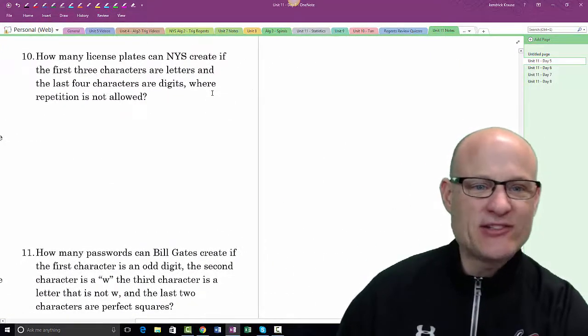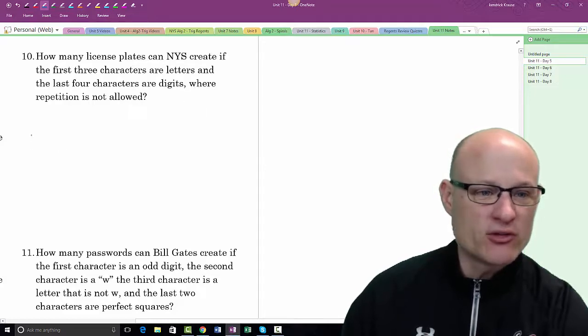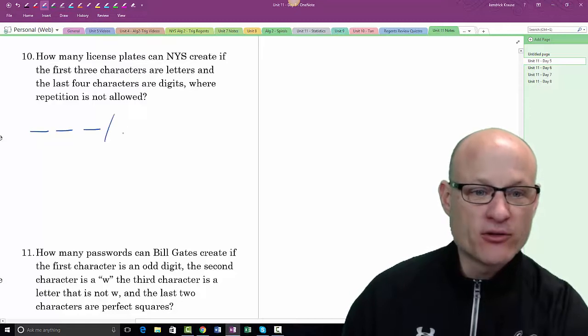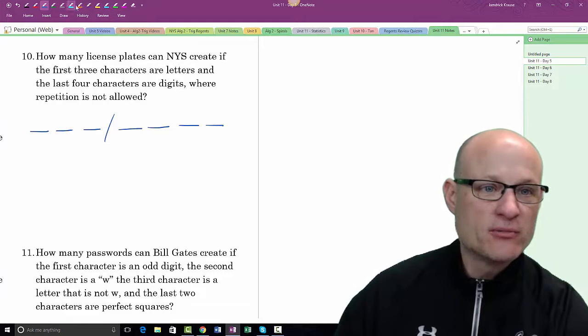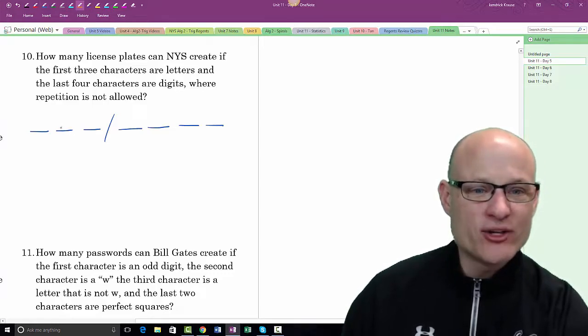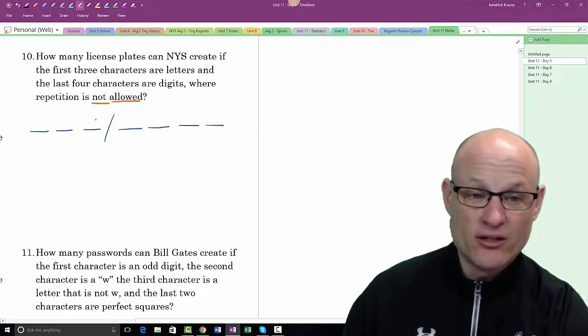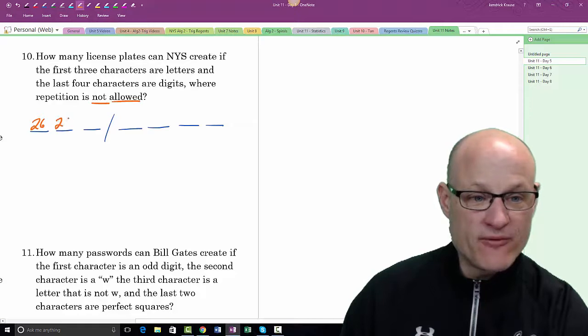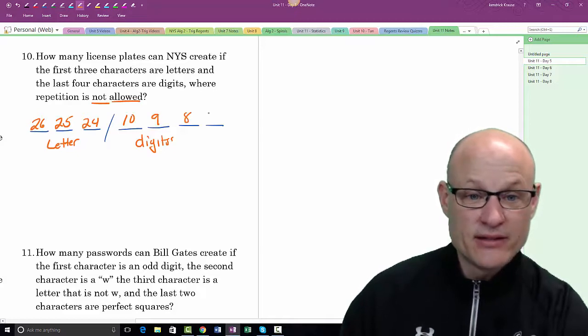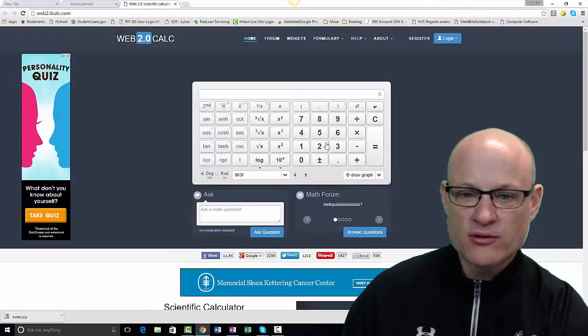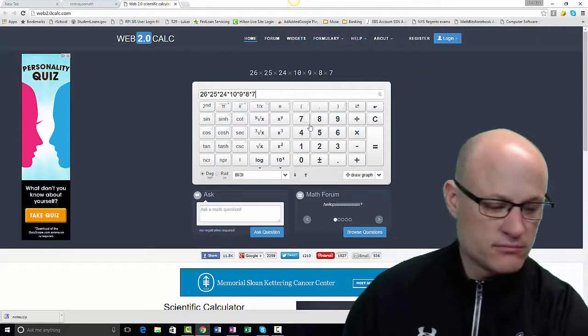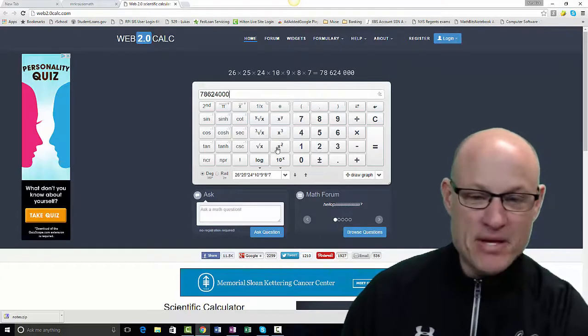All right. So how many license plates can New York State create if the first 3 characters, 1, 2, 3, and the last 4 characters, 1, 2, 3, 4. We're going to do them differently. First 3 characters are letters. Last 4 characters are digits where repetition is not allowed. Now, it looks as if repetition is not allowed at all. So we're going to go 26, 25, 24. That's for the letters. And over here, we're going to use the digits. And those can't repeat either, so that's 10 times 9 times 8 times 7. So clear out. 26 times 25 times 24 times 10 times 9 times 8 times 7. Enter. 78 million. Holy crap.